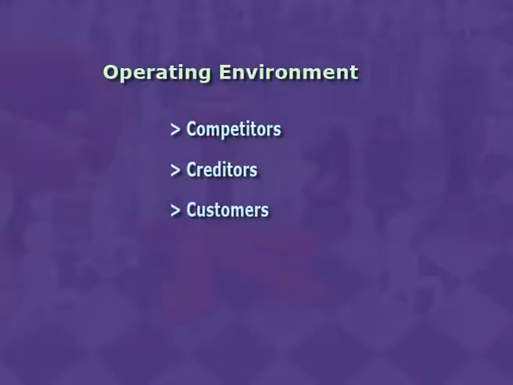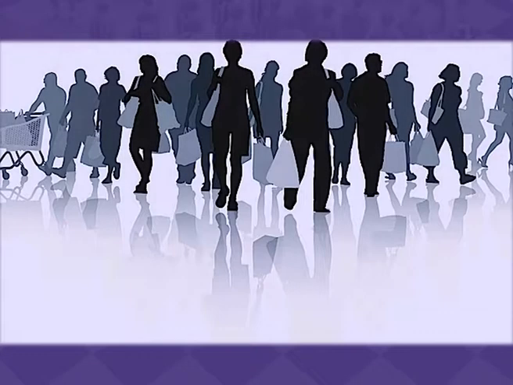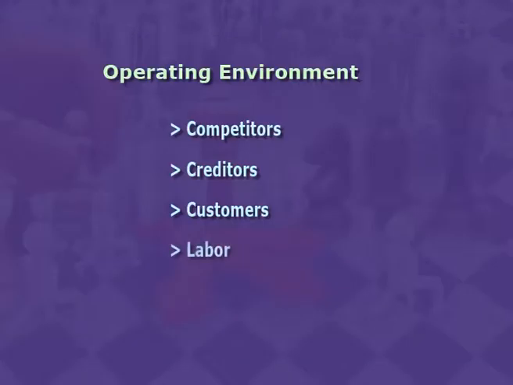Third, customers. A customer is a person or entity who buys products or avails services. In the business market, a customer can be an individual or business or entity. Fourth, labor. Labor is a person whose physical and mental efforts are used in the creation of goods and services.